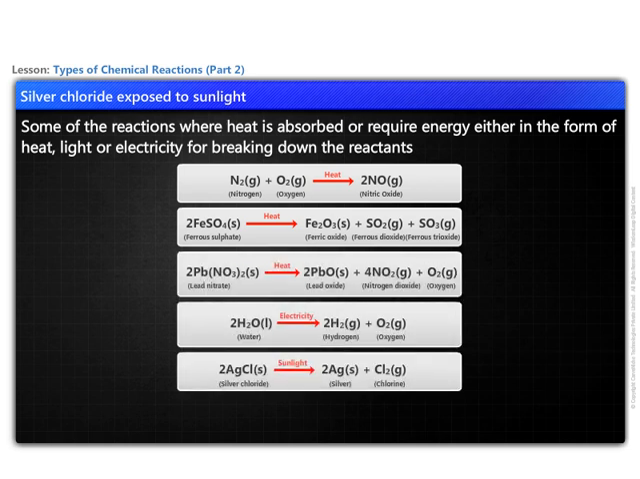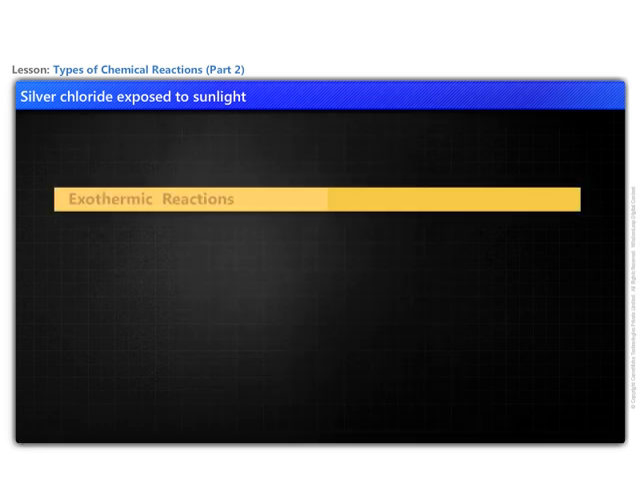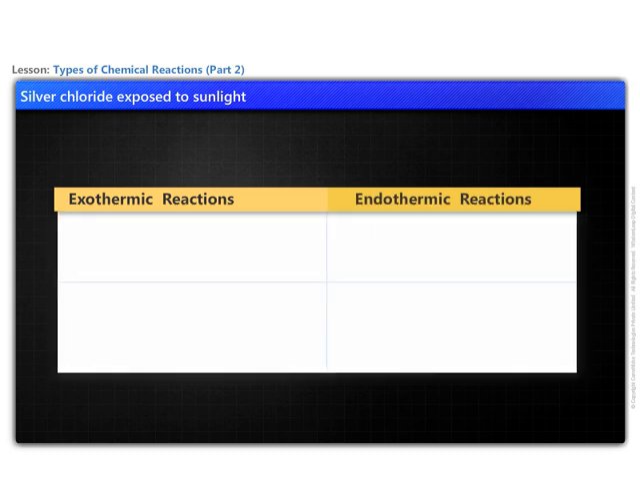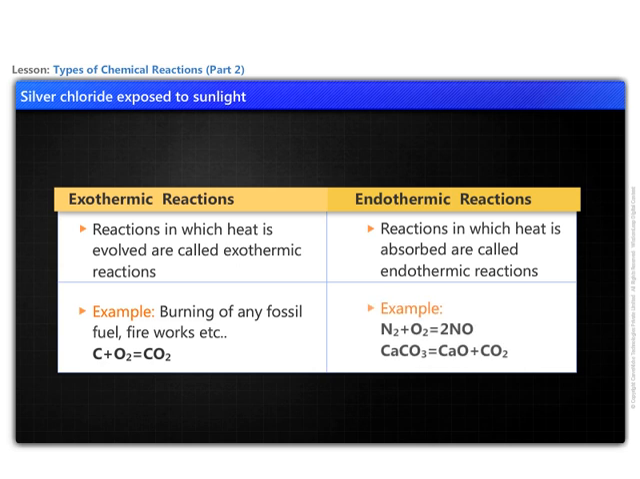These are some of the reactions where heat is absorbed or energy is required, either in the form of heat, light, or electricity for breaking down the reactants. Such reactions in which energy is absorbed are known as endothermic reactions. Are you now ready to compare endothermic and exothermic reactions? Check your answers against the table provided here.